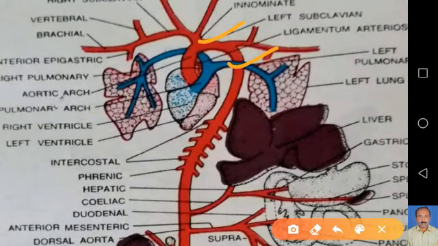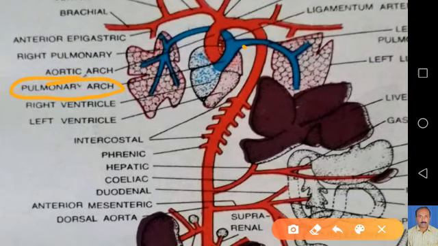Aortic and pulmonary arches are connected together by a short band of ligament called the ligamentum arteriosum, which is a remnant of the tubular passage called the ductus arteriosus of the embryo.